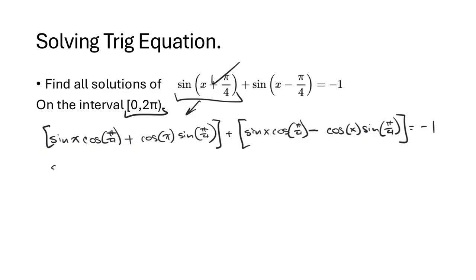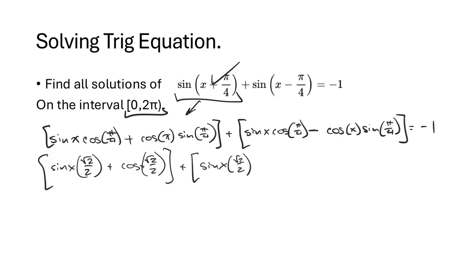Okay. So there are spots where there are values that are known. We're going to replace those. So I have sine x times cosine pi over 4 is just radical 2 over 2. Plus, I'm going to keep it in brackets, cosine x times sine of pi over 4, that's radical 2 over 2. I forgot the x. Plus sine x times cosine pi over 4, that's another sine x times radical 2 over 2. Minus cosine x times sine pi over 4, that's minus cosine x times radical 2 over 2. And that still equals -1.